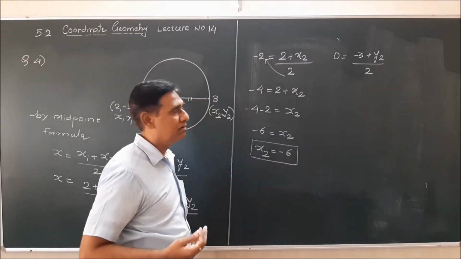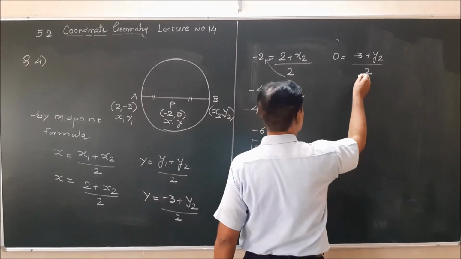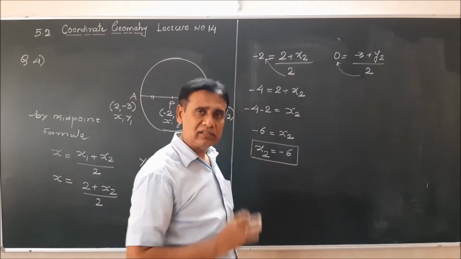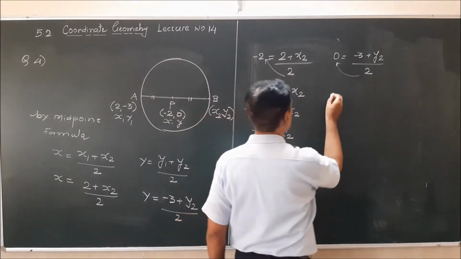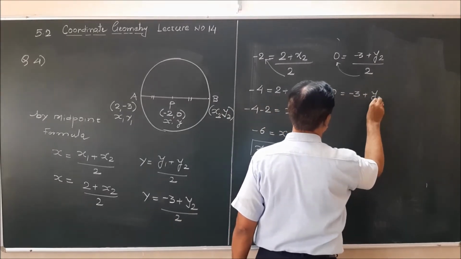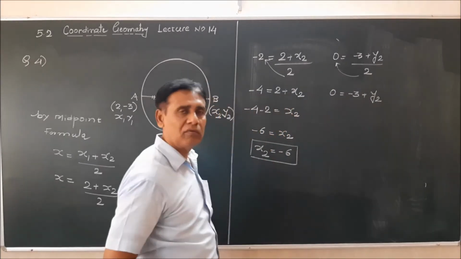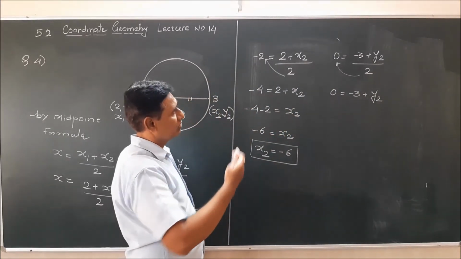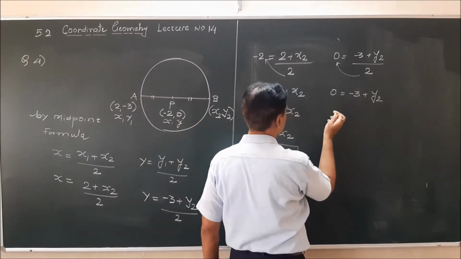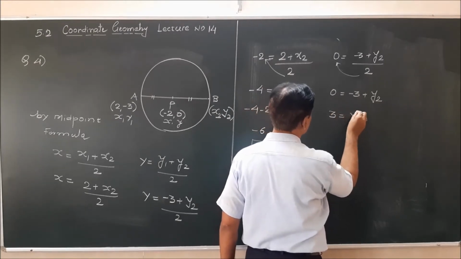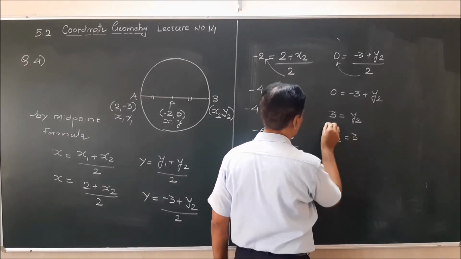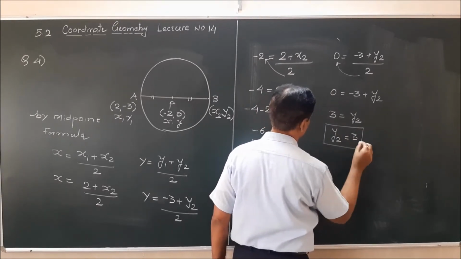Now let's find out the value of y2. In the same manner, if I transfer 2 to the left hand side, 2 into 0, or anything into 0, gives us 0. So 0 is equal to -3 plus y2. Same as to say, if I transfer 3 to the left hand side, 3 is equal to y2, or y2 is equal to 3. No difference in these two at all.